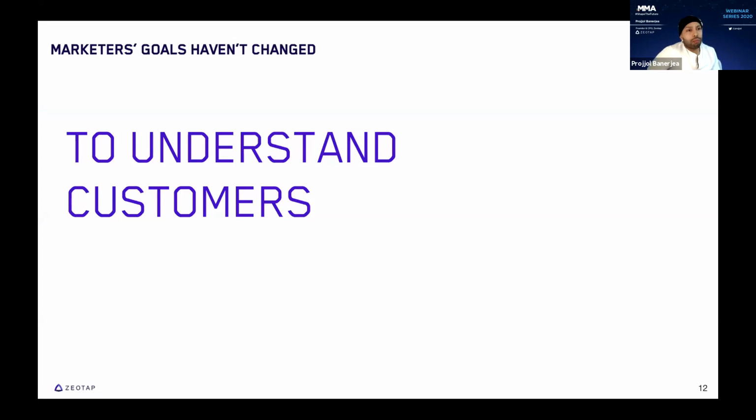So, marketers' goals. If we dial back 109 years to when the Chartered Institute of Marketing was set up in the UK, they defined marketing as the management process responsible for identifying, anticipating, and satisfying customer requirements profitably. And it's probably safe to say that over the course of the last 100 years, if nothing else, these tenets hold true, and that marketers still desire to better understand customers.